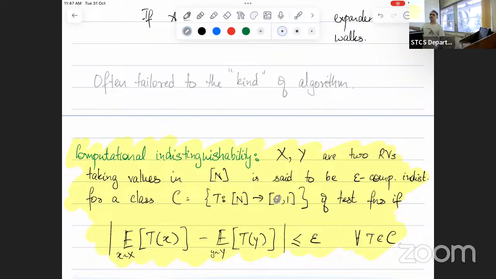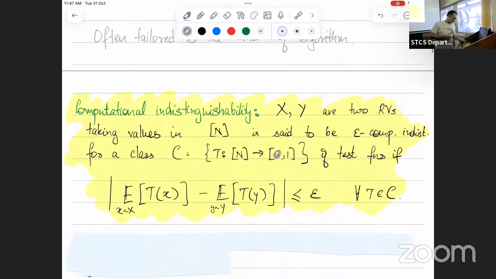And now there's a question of what sort of classes you are fighting against. If you want to be able to fight against the set of all possible functions, then in some sense X and Y will be computationally indistinguishable if and only if their total variation distance is at most epsilon. But on the other hand, if you care about a specific class of functions, you could get away with X and Y having a very large total variation distance, but computationally you can't really tell them apart. So that's the distinction we are trying to make here.